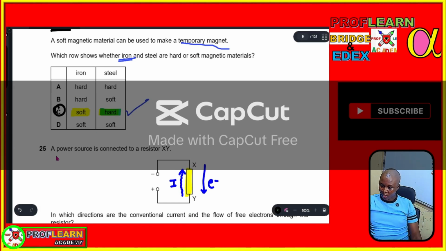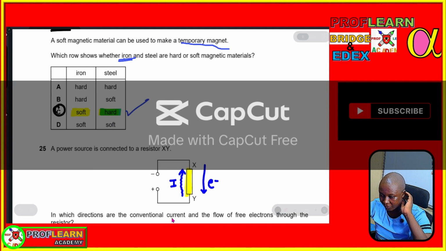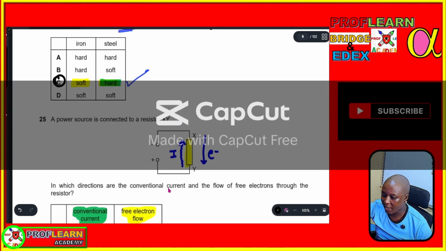Moving to question number 25, unless there is a question. Question number 25 says a power source is connected to a resistor XY. In which direction are the conventional current and the flow of free electrons through the resistor?